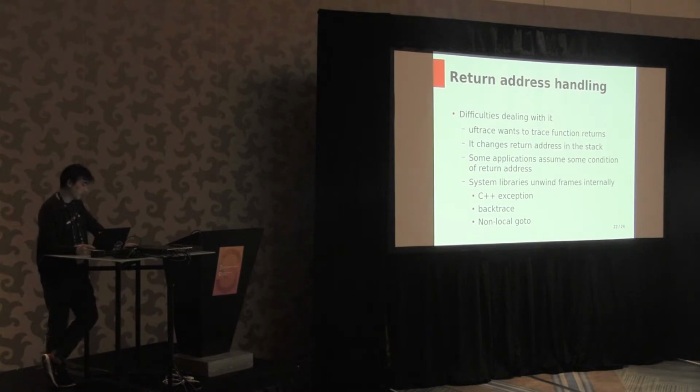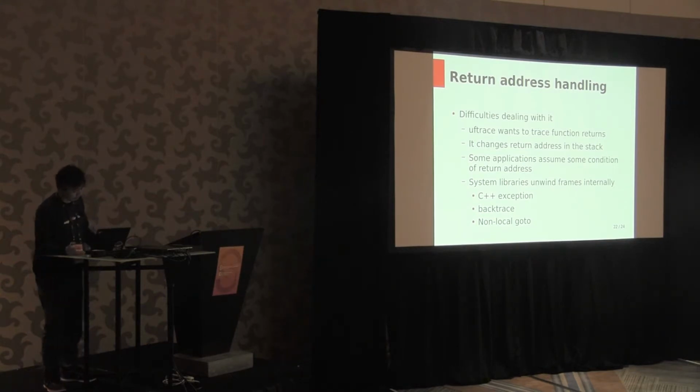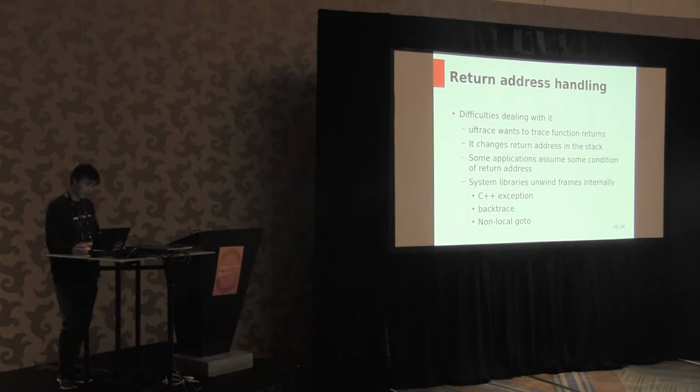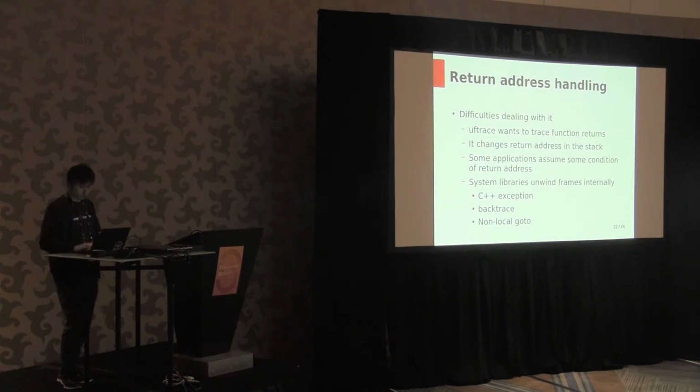But the problem is that some applications make assumptions about the return address, and if uftrace changes that return address, it breaks the assumption and the application breaks or shows undefined behavior. And there are some system libraries called inside, not explicitly, but in some cases they unwind frames not shown in the application, like C++ exceptions or backtrace or non-local jump situations.